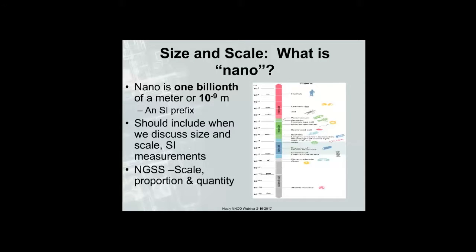So what is nano? It's an SI prefix. It means it's 1/1,000,000th of a nanometer. And where should we include it? Well, size and scale and SI measurements. And there are several of these types of size and scales that you can post in your classroom.